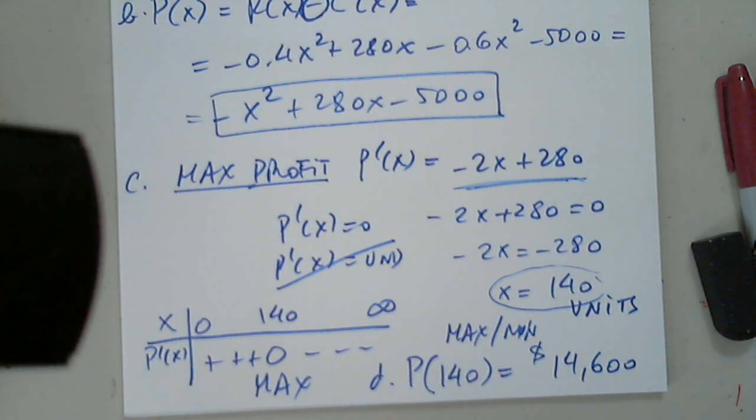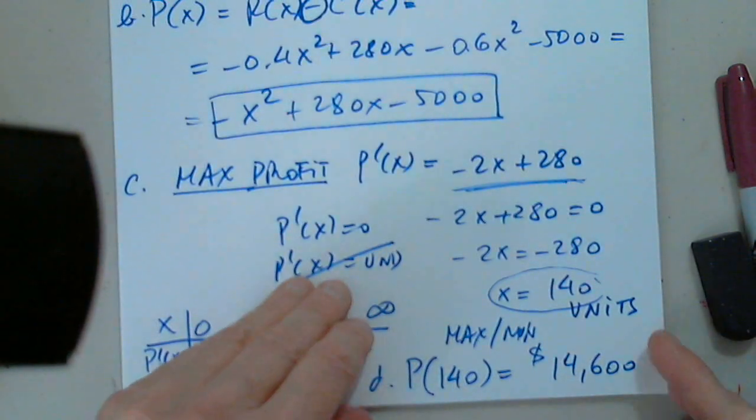That will maximize the profit, x being the number of units. So what do we need? Should we just plug in 140? That's it. In p, yes, in lowercase p.